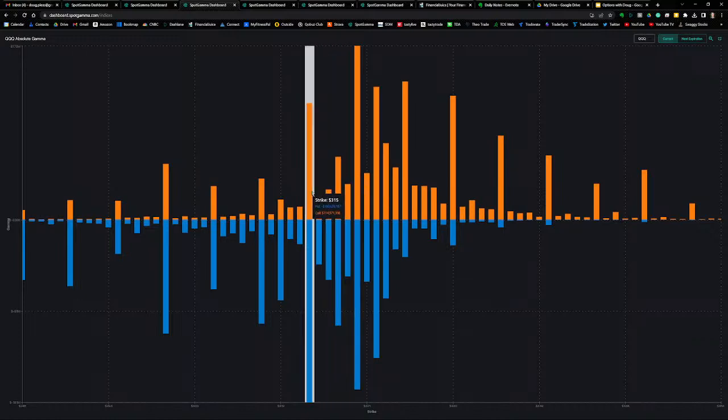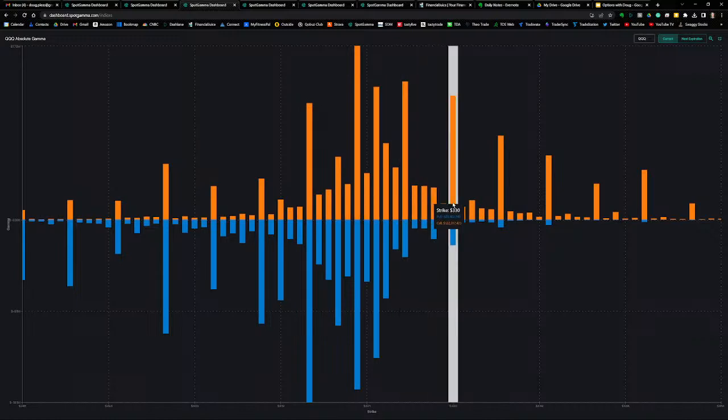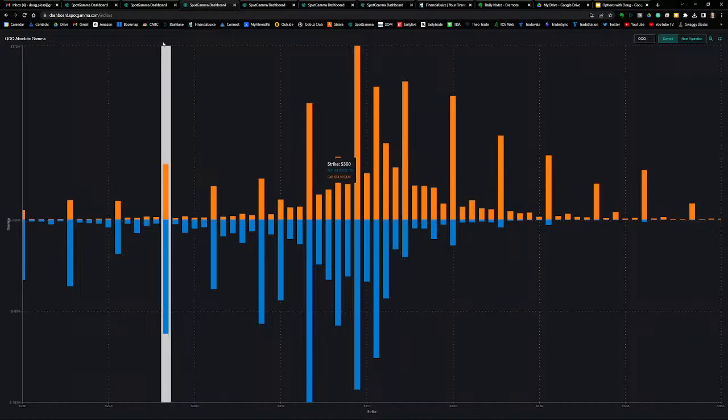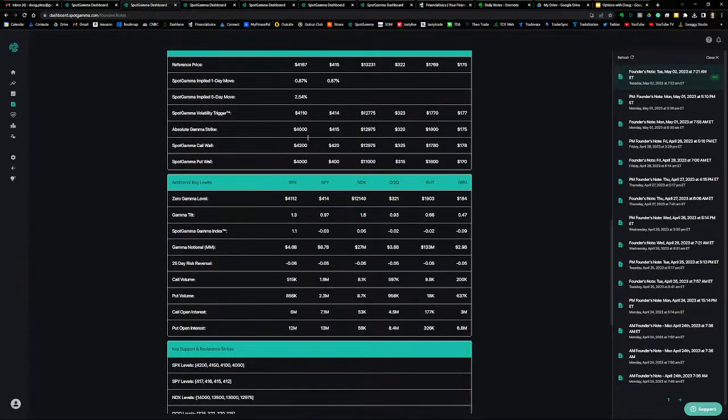The put wall at 315. And now the call wall at 325. And let's just confirm that. So for QQQ, call wall 325, absolute gamma strike 320. So those are the key daily levels for QQQ: put wall 315, call wall 325, absolute gamma strike 320, and the volatility trigger 323.